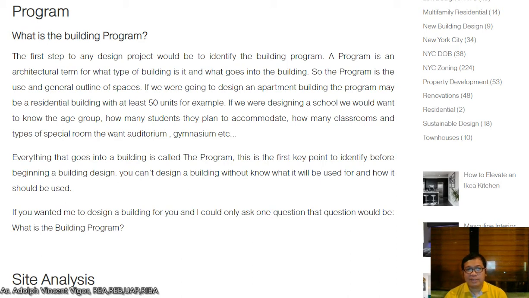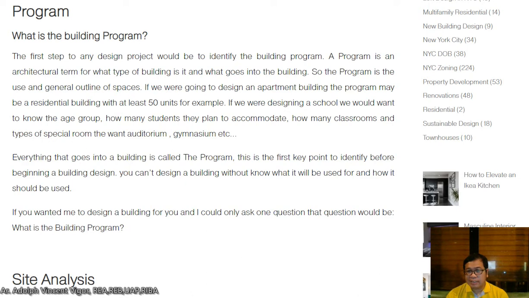The program is the use and general outline of spaces. If you're going to design an apartment building, the program may be a residential building with at least 50 units. If designing a school, you would want to know the age group. Of course, when you design a school, the considerations are different for college students, senior high, junior high, and elementary school students. So we should know how many students they plan to accommodate, how many classrooms, and the types of special rooms they want, such as an auditorium, gymnasium, etc.